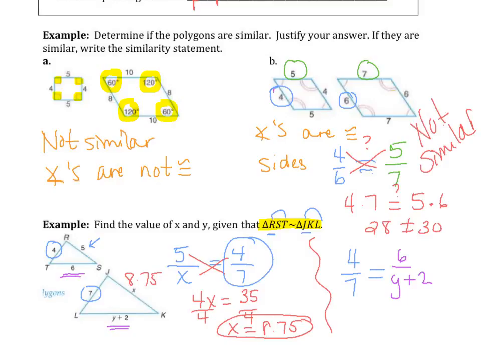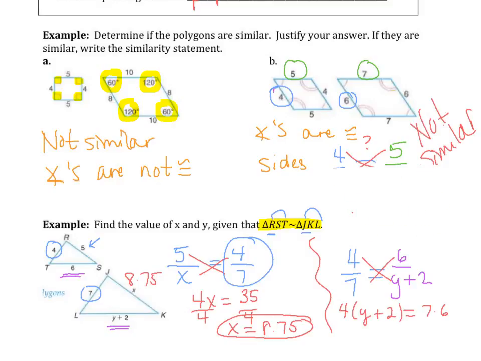Alright, now using my cross products here to solve, I'm going to say 4 times y plus 2. I set that equal to 7 times 6. Let me erase some of this so I have some more room. I'll move up here. Alright, so then I'm going to go ahead and distribute my 4 here. So this becomes 4y plus 8 is equal to 7 times 6, which is 42.